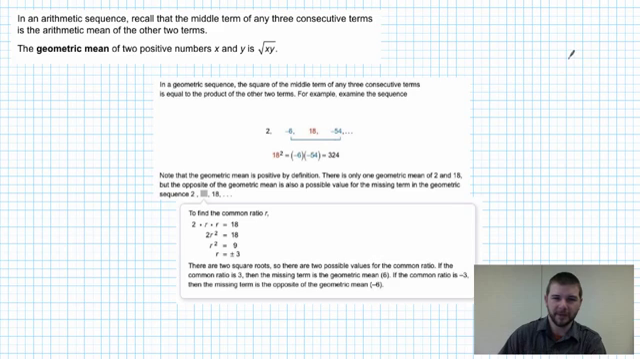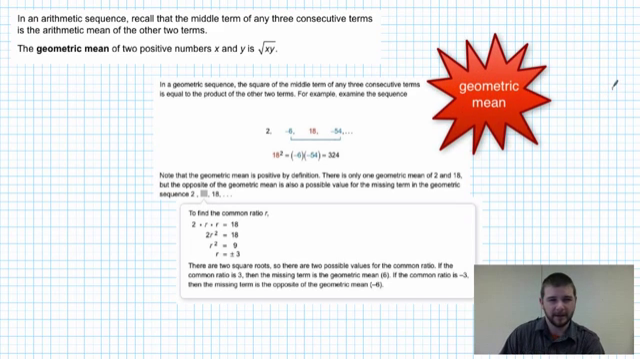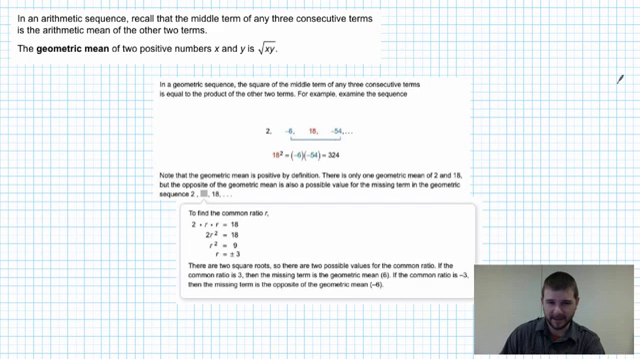Recall that the middle term of any three consecutive terms is the arithmetic mean of the other two terms. The geometric mean of two positive numbers, x and y, is the square root of x times y. So consider this. In a geometric sequence, the square of the middle term of any three consecutive terms is equal to the product of the other two terms.